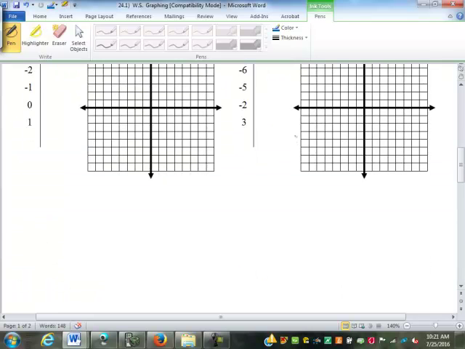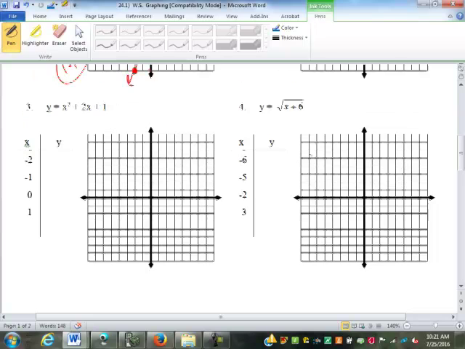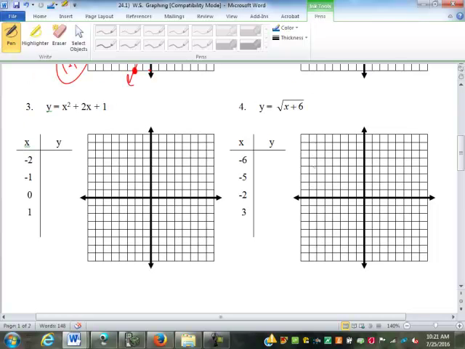A couple of them got cut off, but that's okay. We'll go from here.